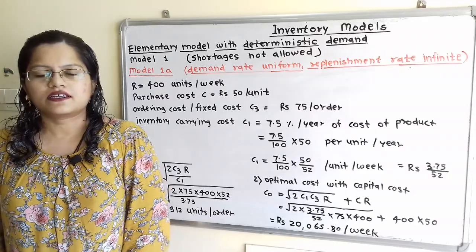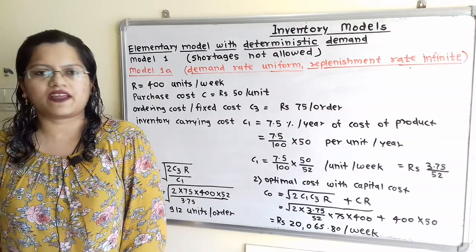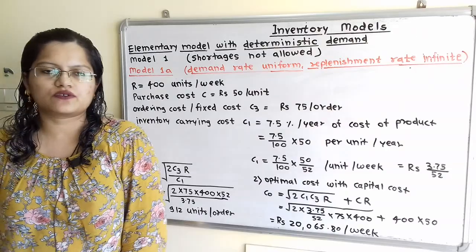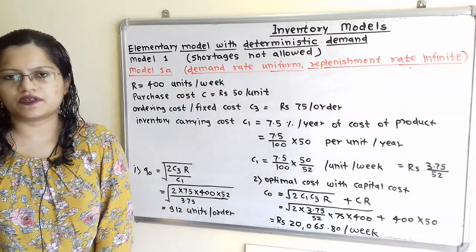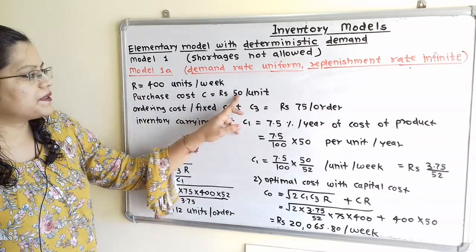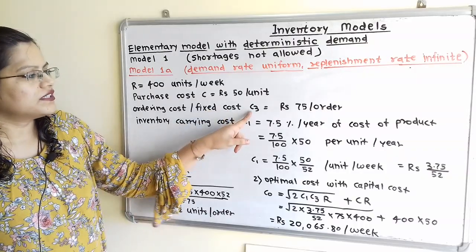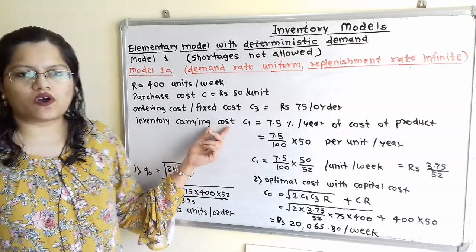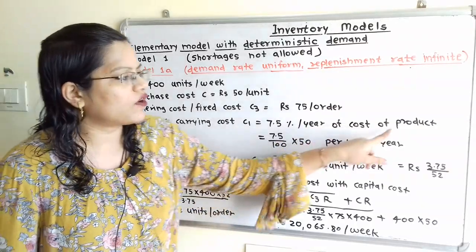Let us understand the given data. It is mentioned that the stockist has to supply 400 units every Monday. That is, this supply is per week. So we can say that the inventory consumption rate R is equal to 400 units per week. Then the purchase cost C is rupees 50 per unit. Then the ordering cost, or we can also say fixed cost, C3 is rupees 75 per order.